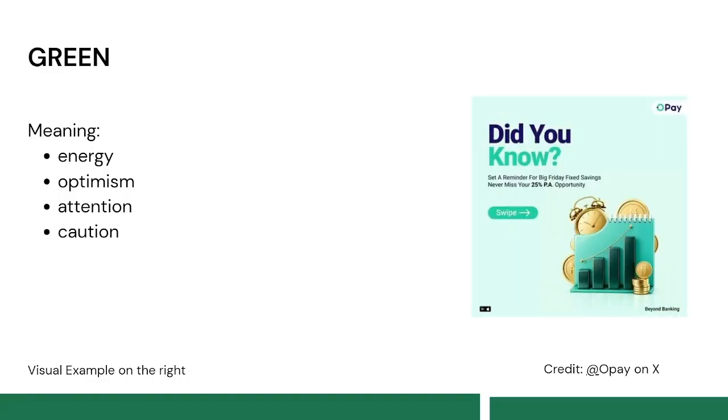And we also have green. Green can mean energy, optimism, attention, caution. And in this case, we are all familiar with OPay, one of the popular fintech brands in Nigeria. So OPay helps us to keep our money safe. Here, green also communicates attention, because looking at this simple flyer, you can easily see what is being read. Did you know, blah blah blah, and the image here gets our attention easily.